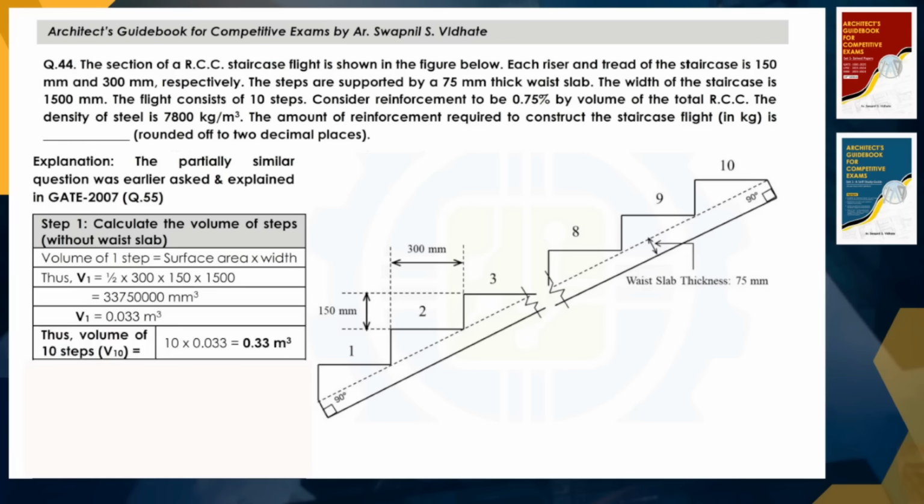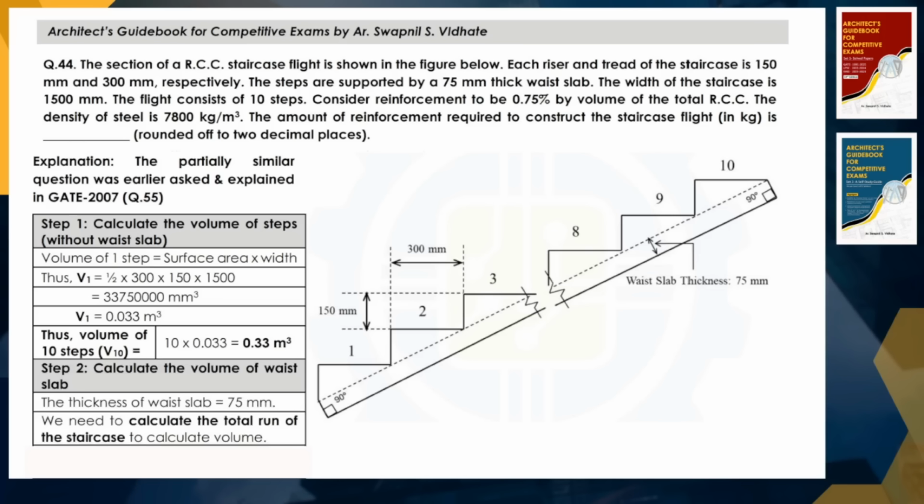So what will be the volume of 10 steps? We will just multiply this figure by 10, and we will get the volume of total 10 steps, right? So it will be 10 multiplied by 0.033, it will be 0.33 meter cube. Right. So after this, we will calculate the volume of this waist slab, the below portion. So we need to calculate first the total run of the staircase from here to here. What is the distance, right? So for this, we need to identify the hypotenuse. Here we know that this is 300, this is 150. So what is the hypotenuse for this? And then we will multiply by 10. We will get the total run of the particular staircase.